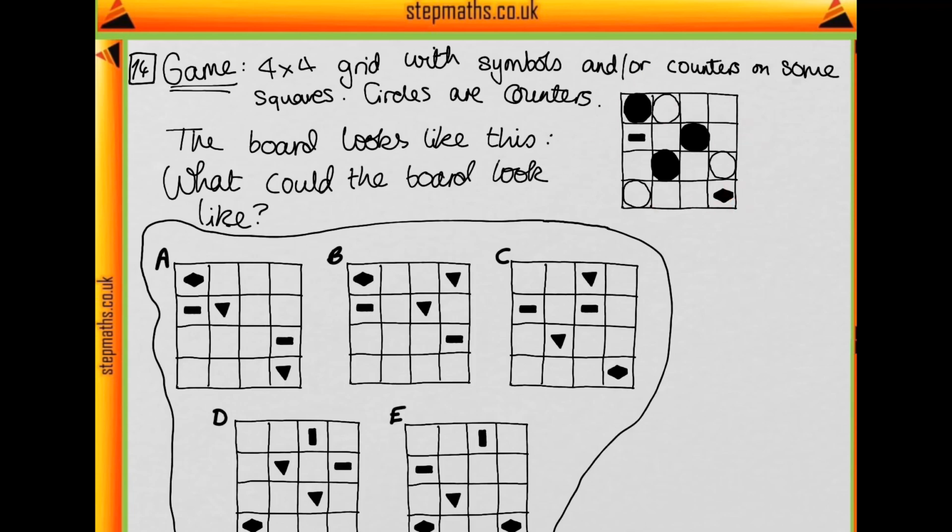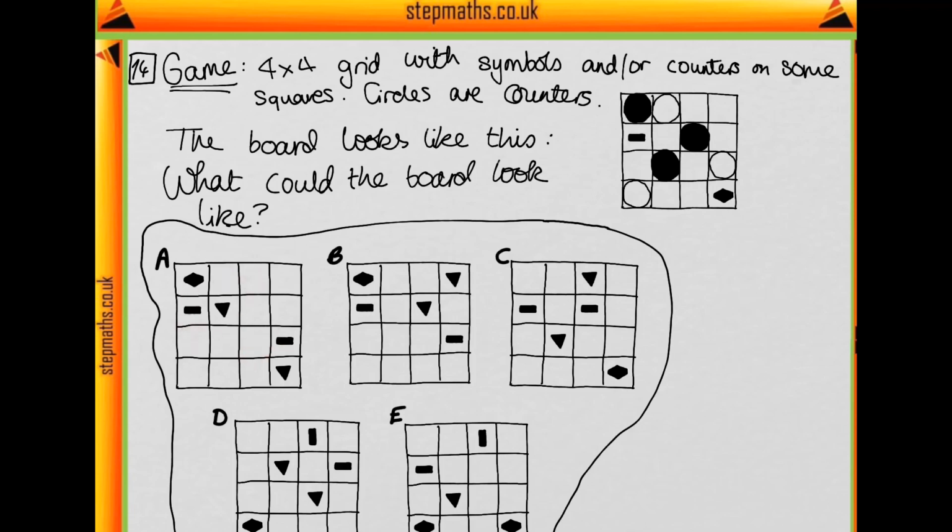And so our board looks like this, and we want to know what the board underneath could look like if we removed all these counters. Note that it could be any orientation, it doesn't have to be this way round, so we could twist the board round any way we like. So we want to know which one of these the board could look like.